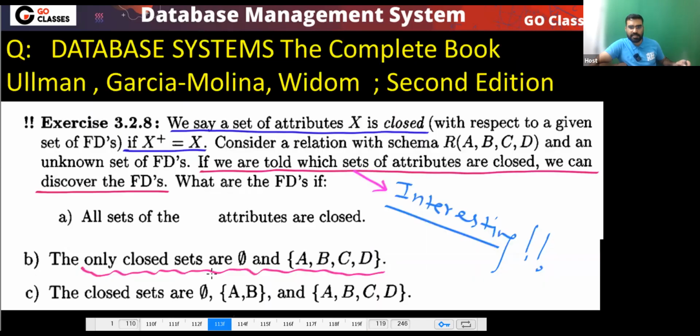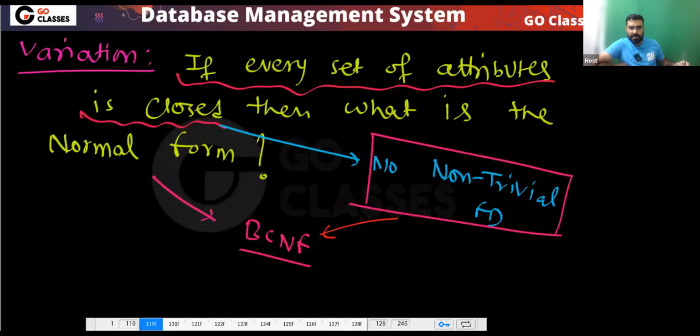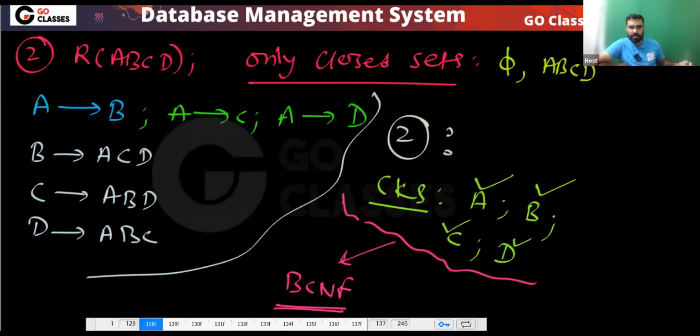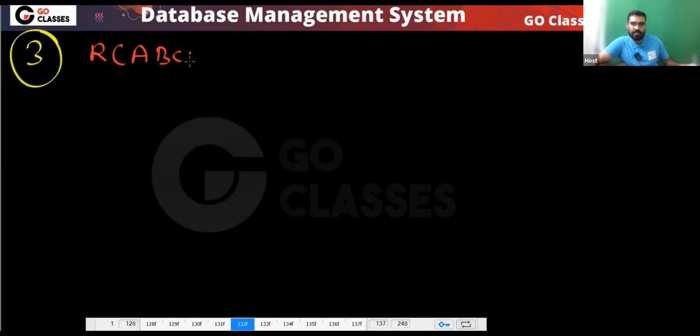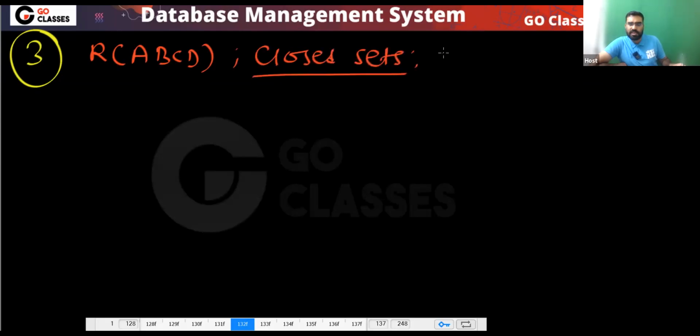Okay, let's see. What is this question saying? The closed sets are AB, AB, CD. Can you take your copy and pen? Question number 3. Let's try this together. Your relation is ABCD and the closed sets are given to you.